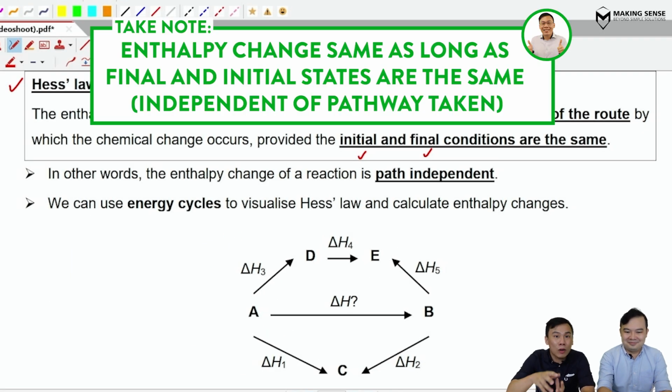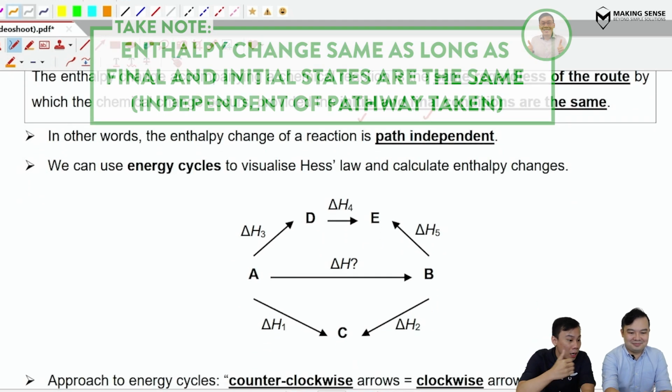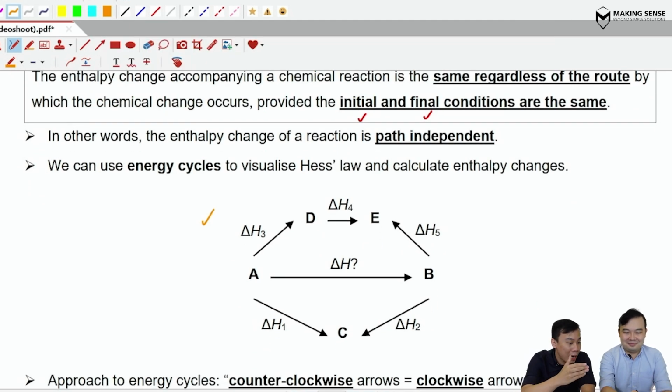Now, in terms of a second analogy, if you look at this diagram in the middle of the screen, let's say my house, I stay at A, my school is at E.